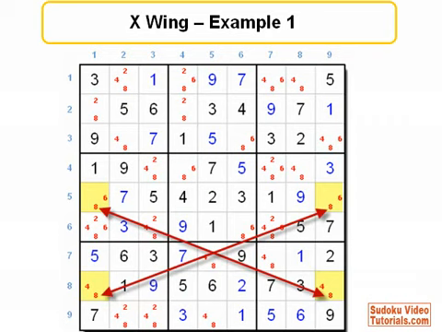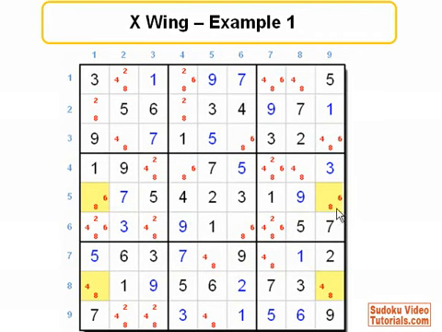Now, based on the X-Wing technique, if this cell is an 8, then across the row, this cell cannot be an 8. And down the column, this cell cannot be an 8. Therefore, if this cell is an 8, its opposite cell must be an 8.